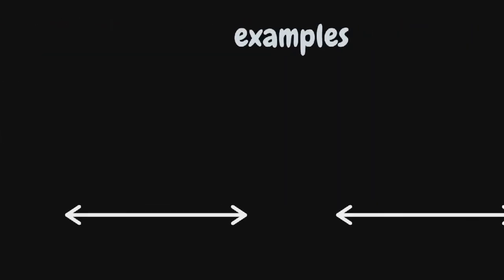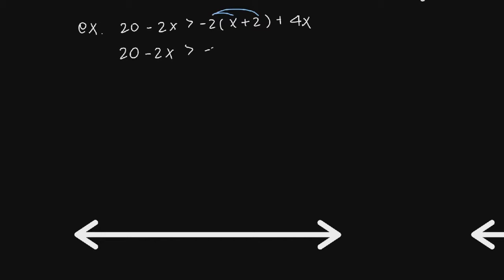So let's start with some examples. Let's say we have 20 minus 2x is greater than negative 2 times (x plus 2) plus 4x. So our first step is to distribute the negative 2. So we get 20 minus 2x is greater than negative 2x minus 4 plus 4x. And then we'll want to combine like terms.